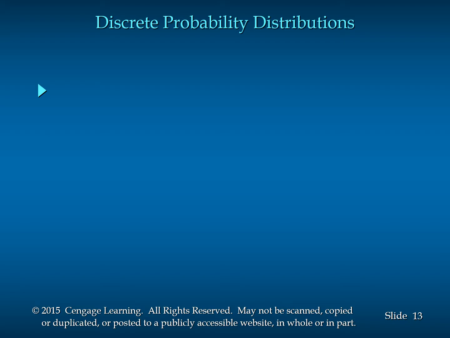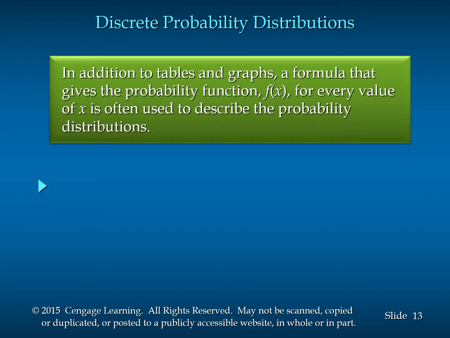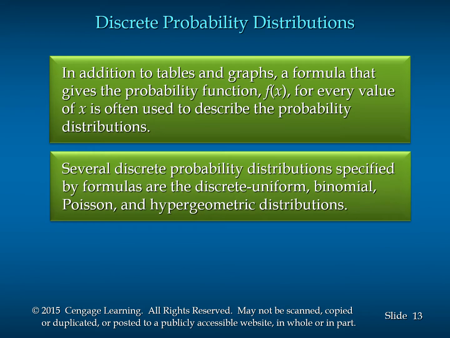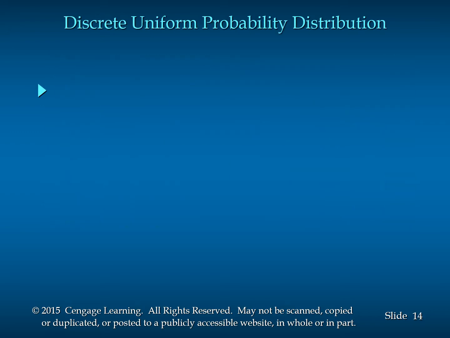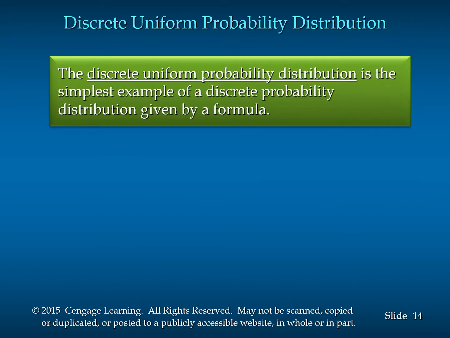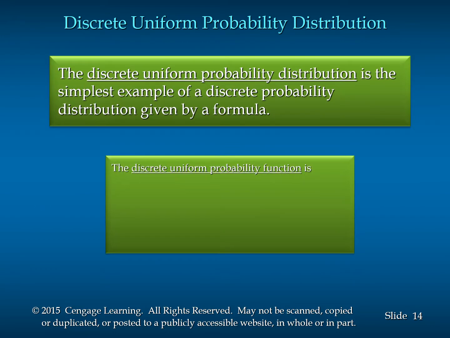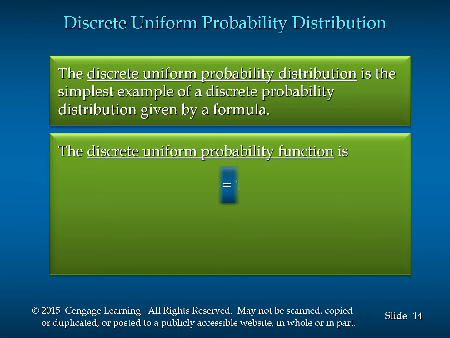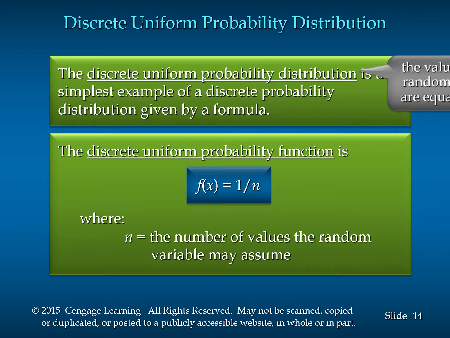Many specific discrete probability distributions can also be represented by a mathematical formula. Some of these include the uniform, binomial, Poisson, and hypergeometric. The first specific discrete distribution we will examine is the uniform, which is the simplest. The formula for the probability indicates that there is an equal likelihood of any possible outcome of the random variable x.